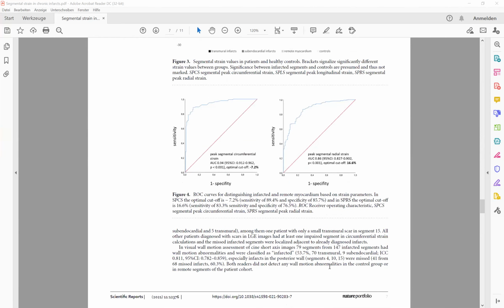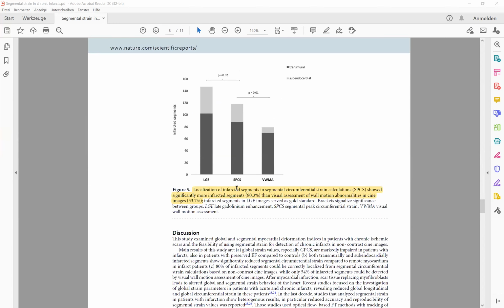that revealed that segmental circumferential strain calculations are able to detect up to 80% of scars, with LGE as our reference standard. So we saw that those segmental circumferential strain calculations could detect up to 80% of all scars visible in LGE, and evaluating CINE images, of course, revealed about 53% of all chronic infarcts.